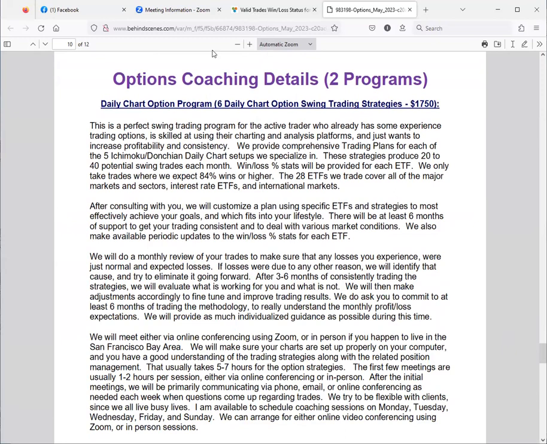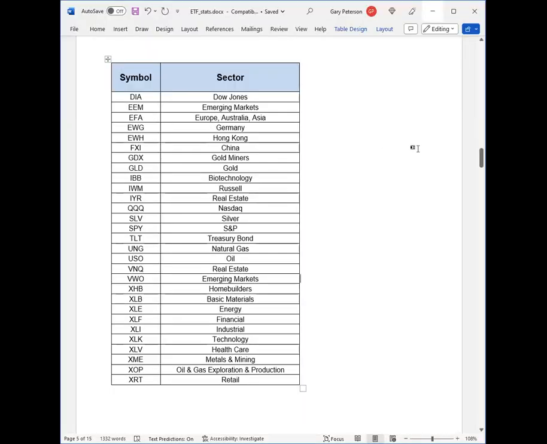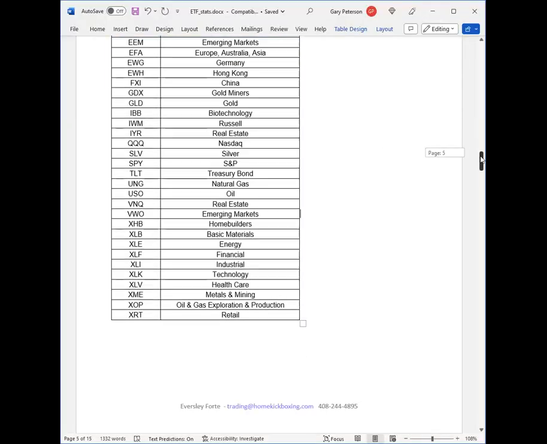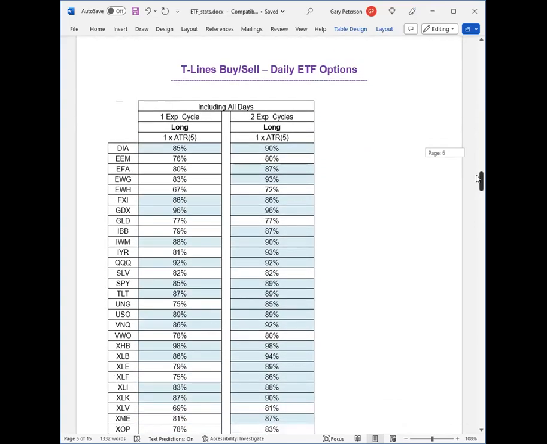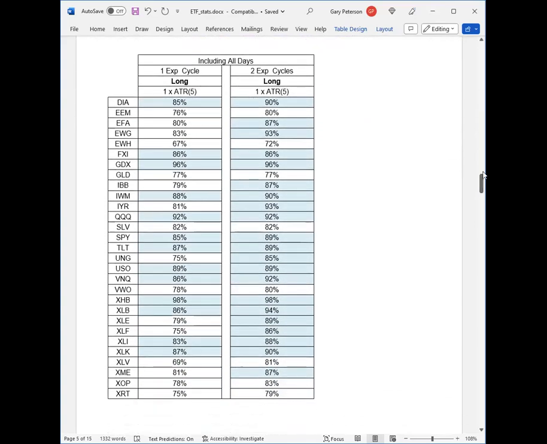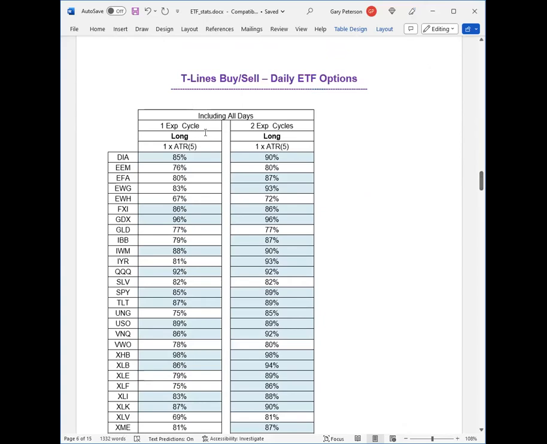Once again, these are the symbols we trade, the ETFs, the sectors. This is an example of the stats for one of the strategies, the T lines. One expiration cycle, two expiration cycles, the difference in time. If we're trading EWA, which is Australia, 80% wins for one cycle, that's basically one month of time, but 87% wins with two to three months' worth of time. 83% to 93% wins.